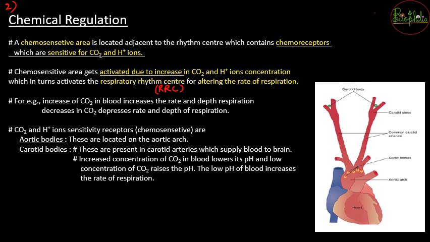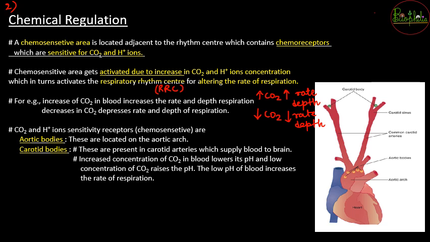So whenever the carbon dioxide levels increase in the blood, that is going to increase the rate as well as the depth of your respiration. Then opposite to that, if carbon dioxide levels decrease, then your rate as well as depth of respiration is going to decrease, right? Now to detect the concentrations of carbon dioxide and H plus ions, we have two major bodies. The first is the aortic body and second is the carotid body.